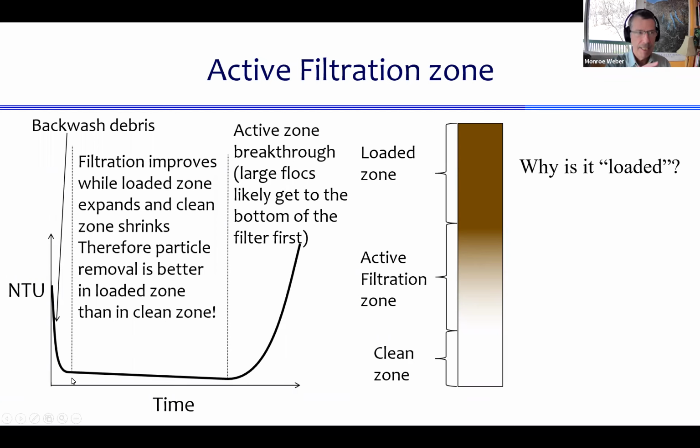The turbidity coming out slowly decreases over time. Do you see that? This black line slowly drops. It's not a huge drop, but it slowly gets better. And this is commonly seen in filters, and it suggests that the removal in the brown zone, where the filter is supposedly full, is actually better than in the clean zone at the bottom of the filter.